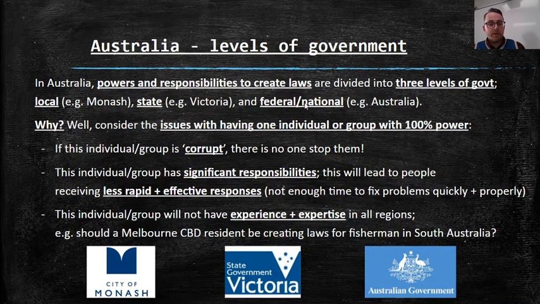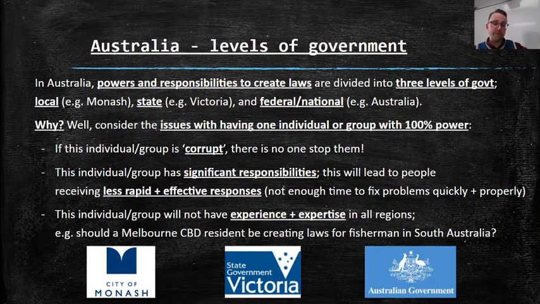Why is that the case? Why bother having so many silly levels of government? Well, consider the issues with having one individual or one group with 100% total unrestricted power. If that individual or that group is corrupt, they're stealing things, they're hurting people, they're doing all these horrible things, no one's going to be able to stop them because they've got all the power. So it's like, I can't stop them from making laws because they're the only person to make laws.